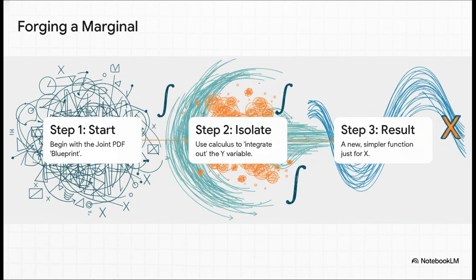We start with our joint blueprint, and then we use a process from calculus called integration. Now, don't worry about the term, just think of it as collapsing the blueprint. To get the story of just x, we basically sum up all the probabilities across the entire range of y. We're effectively averaging out its influence, getting it out of the picture, and that leaves us with a crystal clear function for x all on its own.